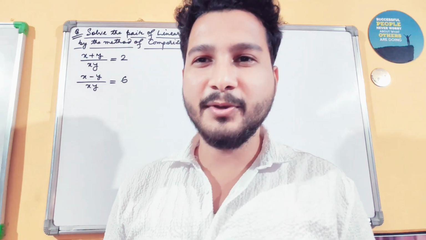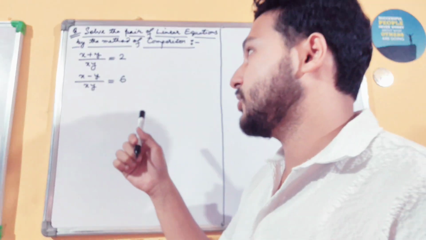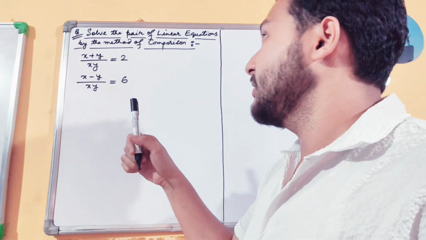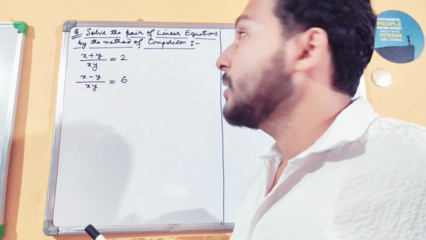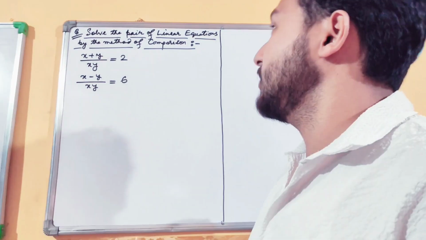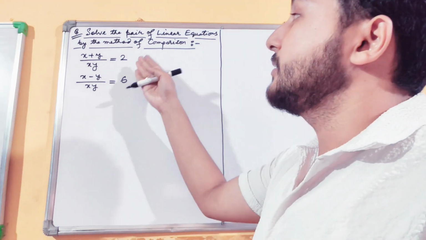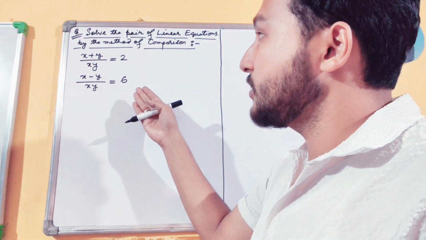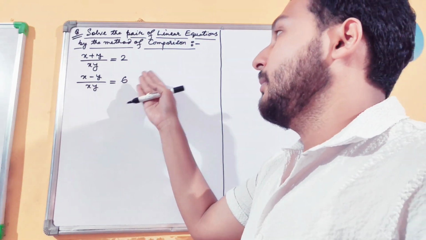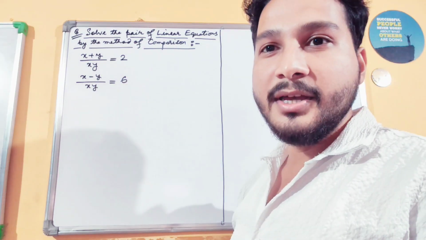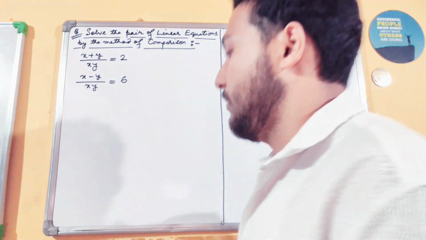Hello everyone. So in this video we see the question. Now we have to solve this by the method of comparison. Solve the pair of linear equations by the method of comparison means it's a pair of system of linear equations in two variables, but we need to solve this by the method of comparison. Let's just check this how.